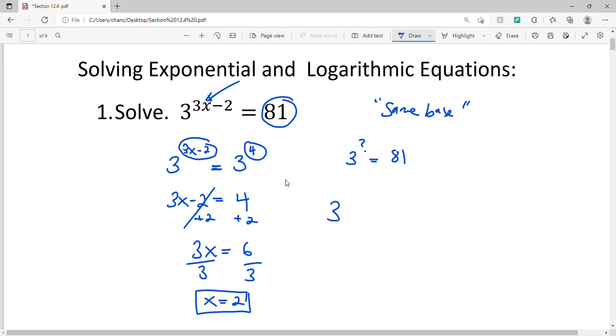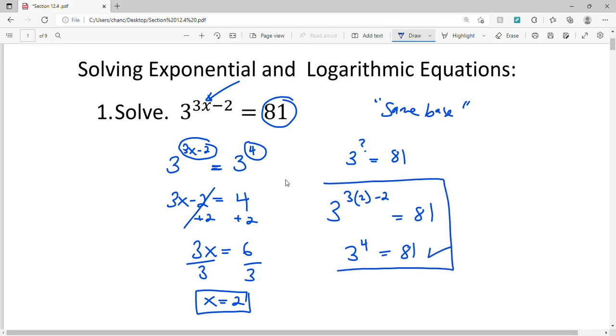We can say 3 raised to the 3 times 2 minus 2. Is that equal to 81? If we do the work, we know 3 times 2 is 6. 6 minus 2 gives me 4. On the left is 3 raised to the 4th power, and it is 81. So we can always check our work if we want to make sure this problem is correct.